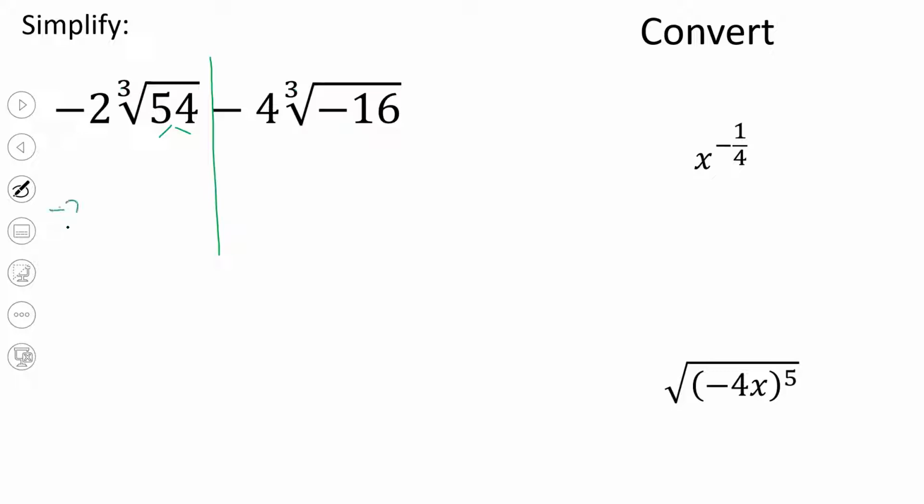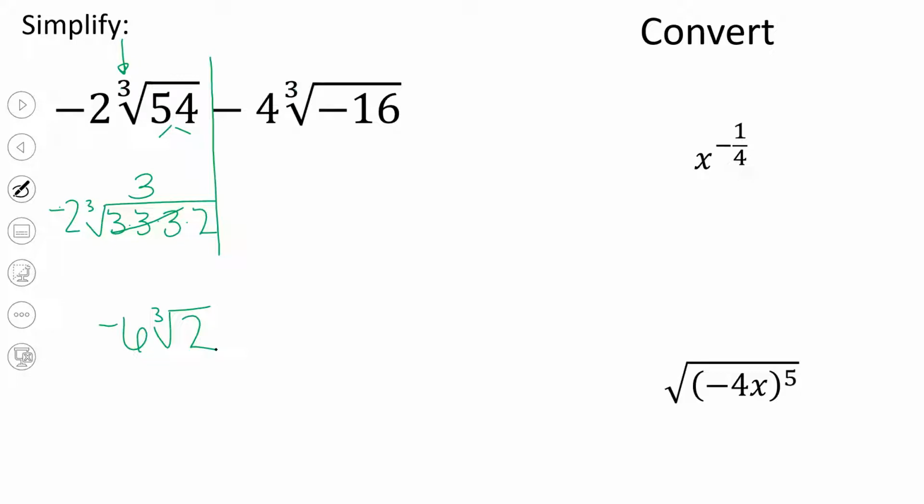And when I used my tree and break down, I should have gotten 3 times 3 times 3 times 2. What am I looking for? Groups of 3s. Why groups of 3s? My index is 3 right there. It tells me that's how many I need in a group. So I have 3 3s. I can take it out. So what's 3 times -2? -6. And then what's left inside? A 2. Okay. Let's go break down the other one.